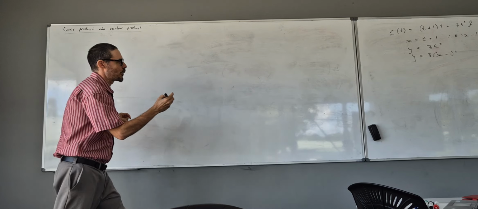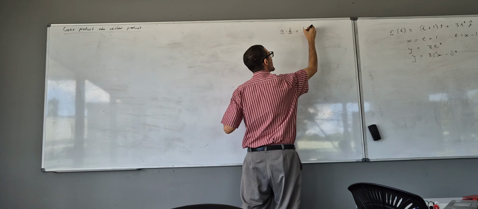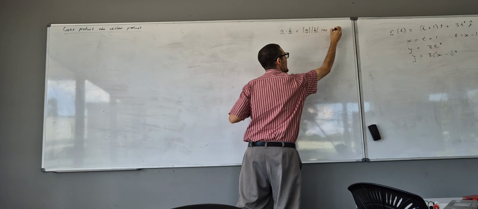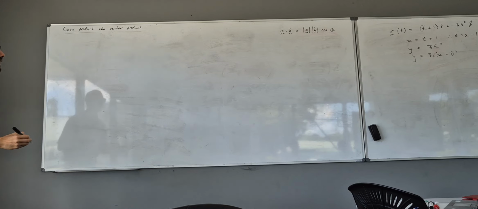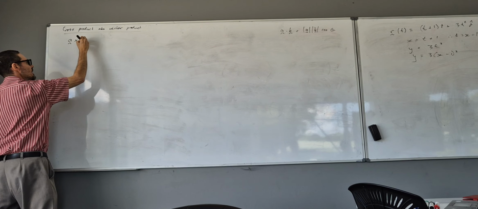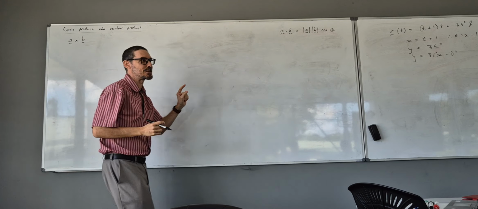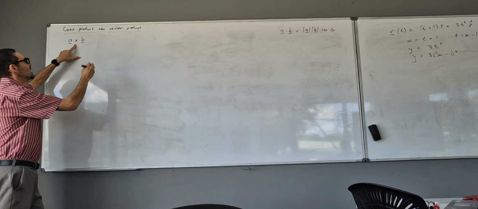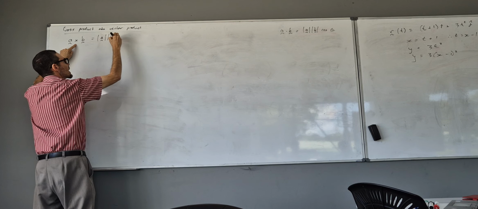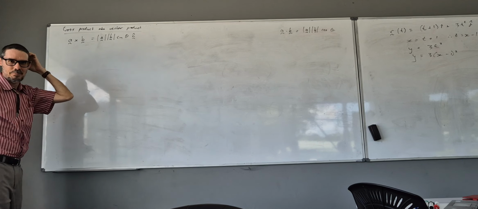You remember the dot product for comparison. A dot B is mod A, mod B, cos theta, right? The cross product is A cross B. That's why it was important I kept saying write a dot for this one, because this one's a cross instead. And it is mod A, mod B, sine theta, n hat.